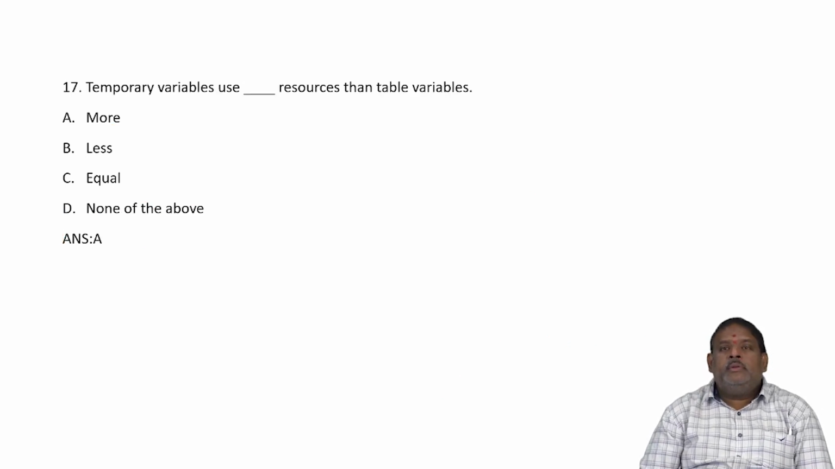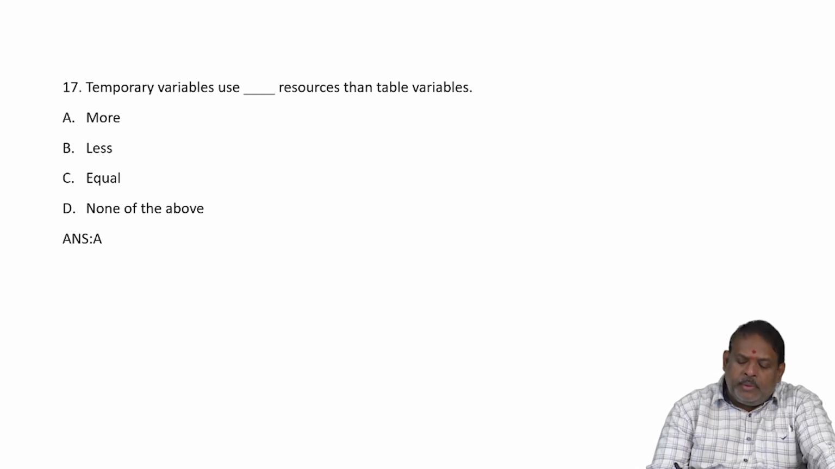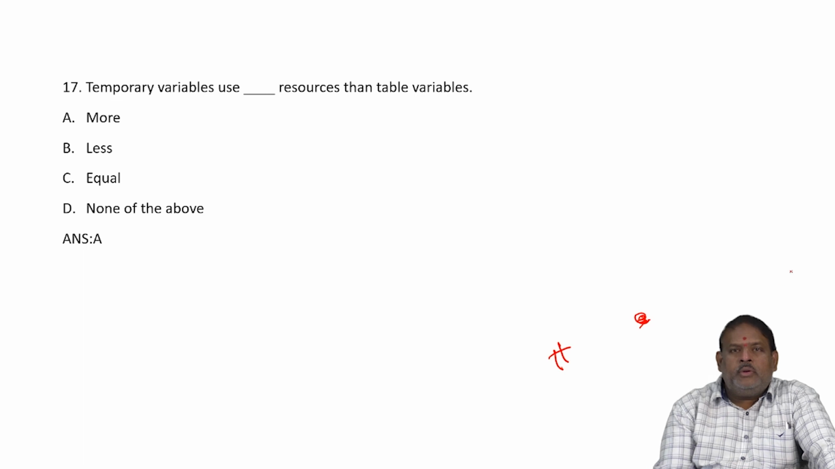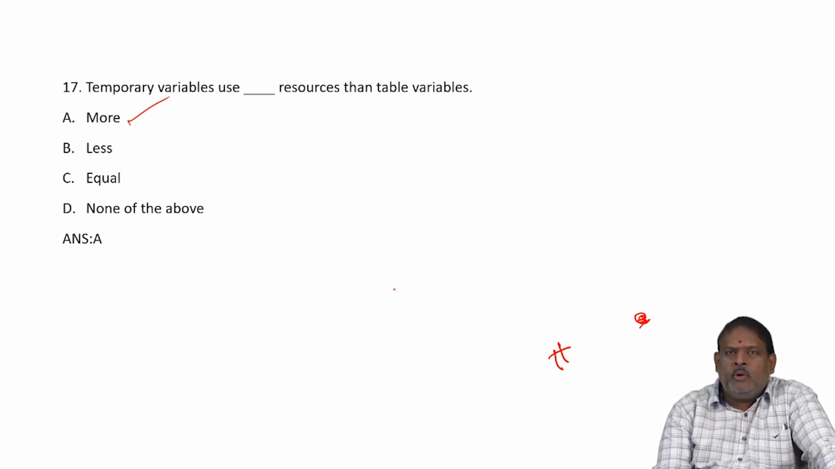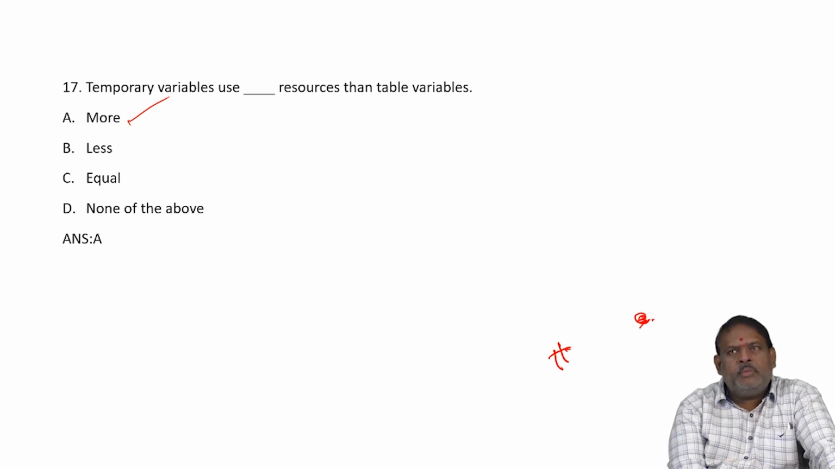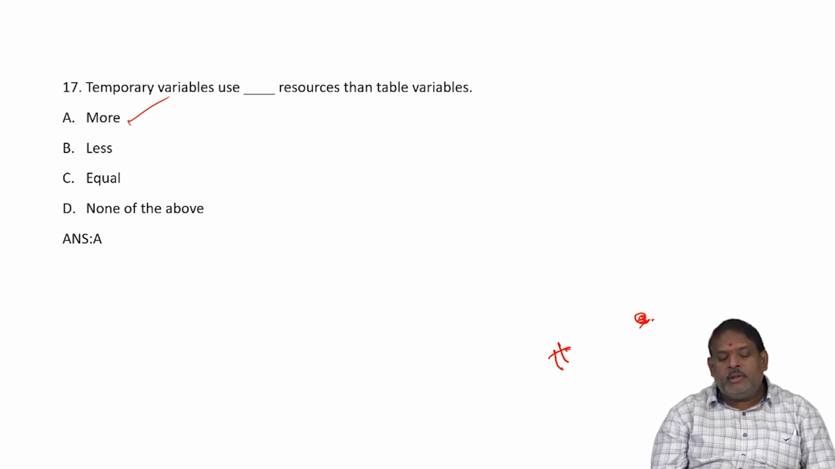Okay. Temporary tables use dash resources than table variables. What are table variables and what are temporary tables? Temporary tables we create using hash, and table variables we declare using at the rate. So temporary tables will use more memory than table variables. We'll discuss this in detail at a later stage. For now, just remember this: temporary tables consume more memory than table variables.